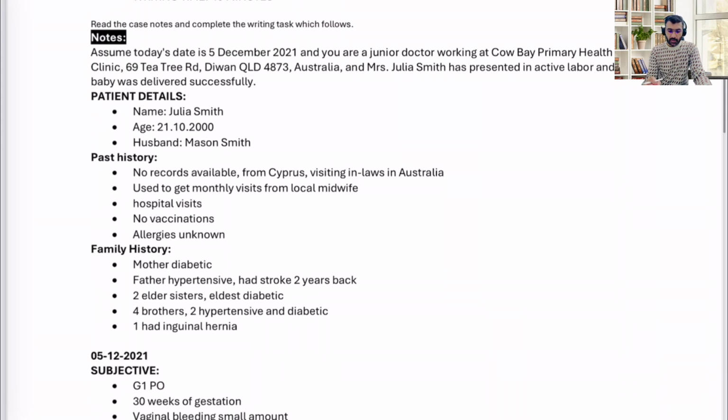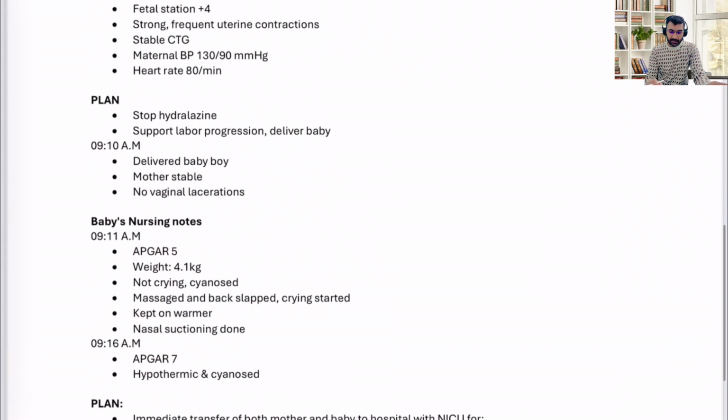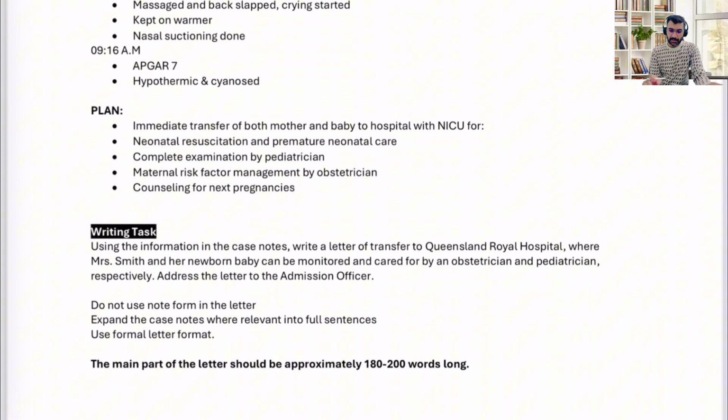Like other letters, we will start from the writing task. Whenever we start reading our case note, start reading from the writing task. It's very important. Okay, first thing is to read the writing task.